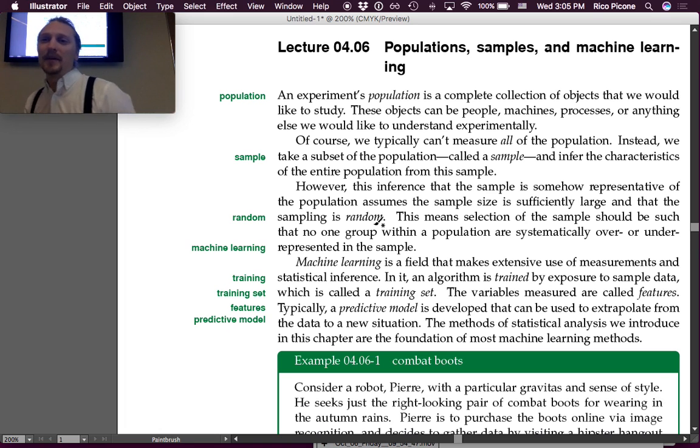Let's talk about populations, samples, and machine learning. What, did this class just get fun? I thought so. If the assignment was done, then yeah, it's not fun.